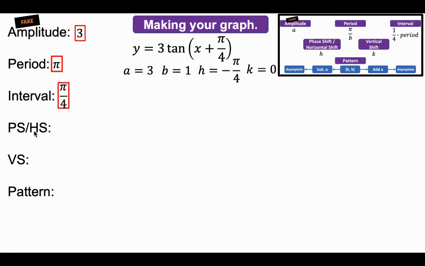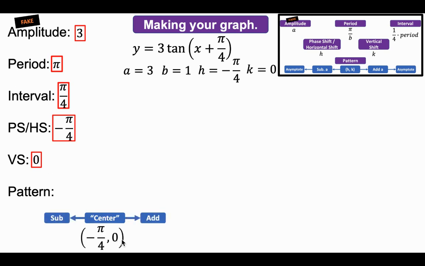All right. These two are pretty simple. That's just H and K. Okay, so let's just throw in H and K there. And then now we start our pattern. Start at the center. Center is H comma K, so negative pi over 4 comma 0. Work your way out. You're going to add or subtract your amplitude, your fake amplitude, and then go to your asymptotes, right?